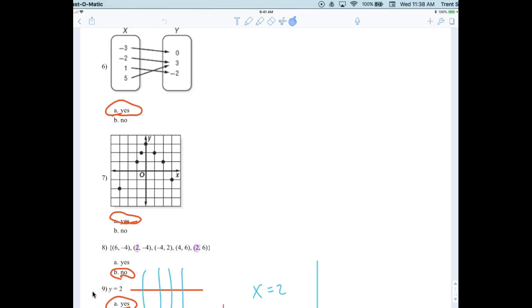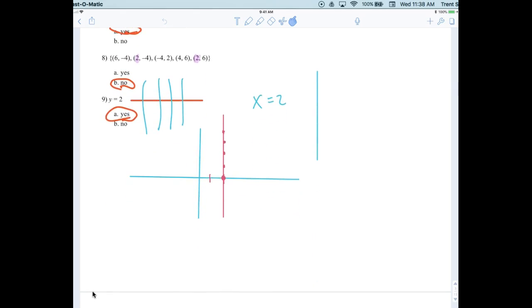Number 6 was yes. Number 7 was also yes. Now remember, the reason something is a function is if all the x values are different. Remember, we also talk about passing the vertical line test. Is everybody good? 8 and 9.